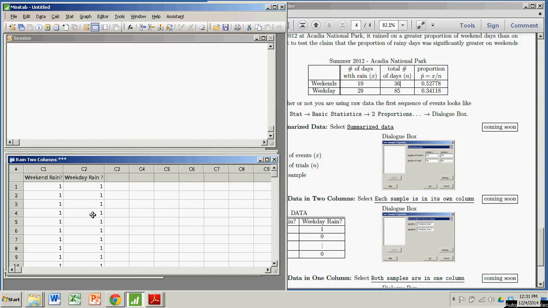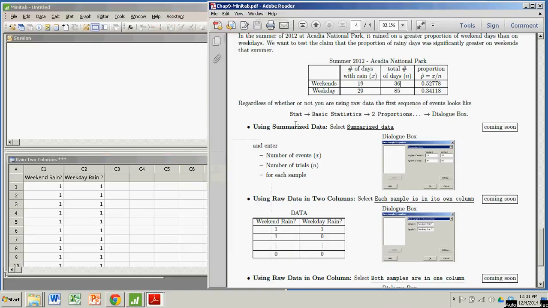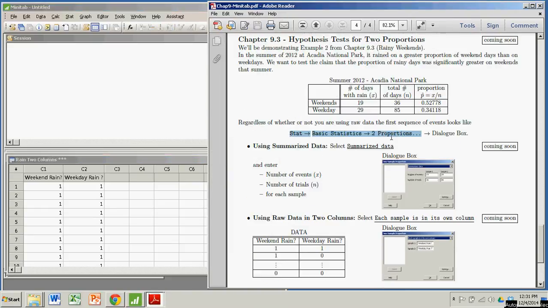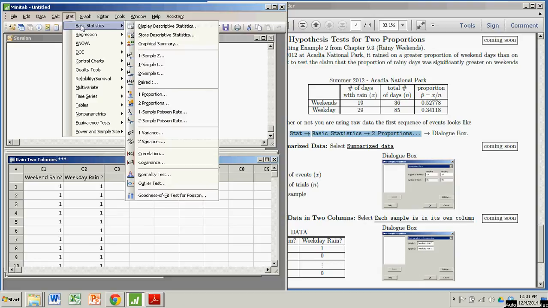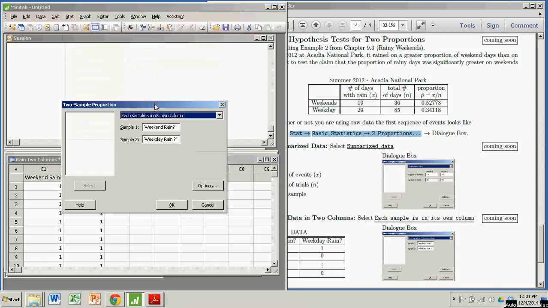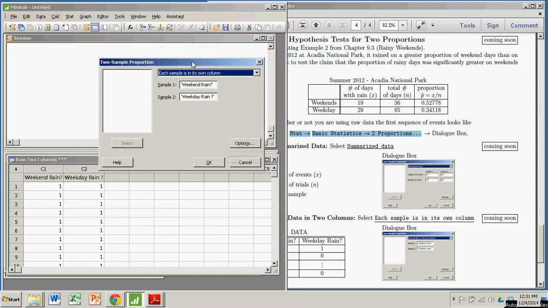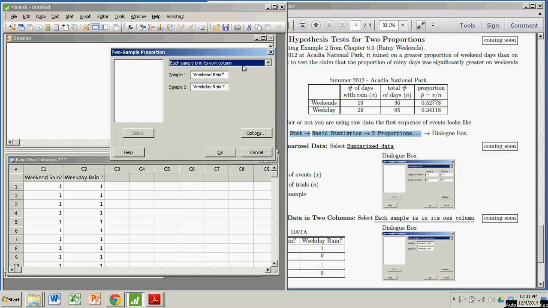To do this in Minitab, I'm going to follow this first sequence of events right here. I come over to Minitab and hit Stat, Basic Statistics, Two Proportions. You get your options here. You have each sample in its own column, and both samples in one column; these are the two raw data options. Or there's summarized data, where you take the data in the table and insert it. But we're going to use the raw data where each sample is in its own column.